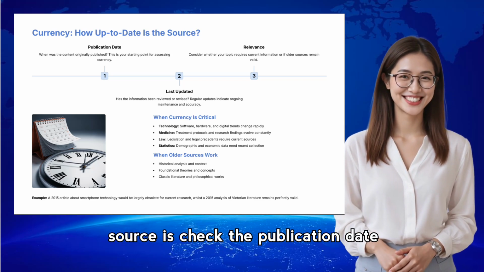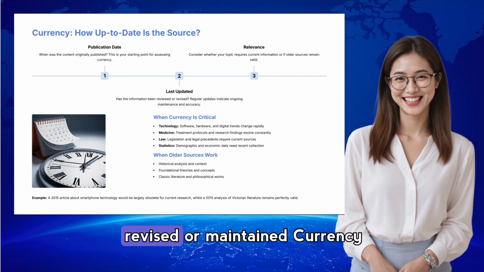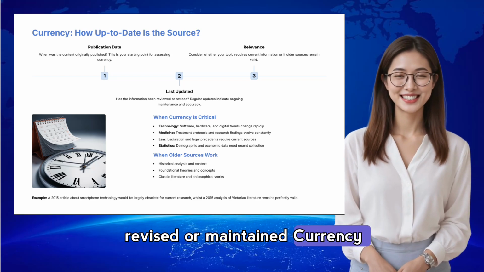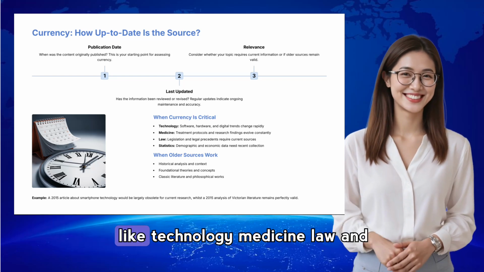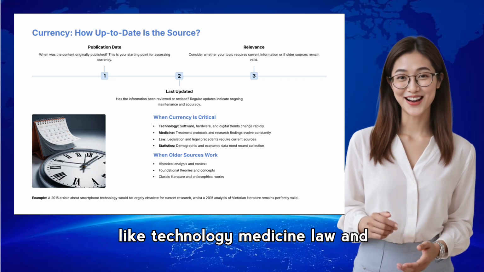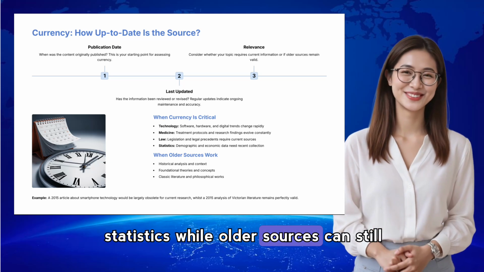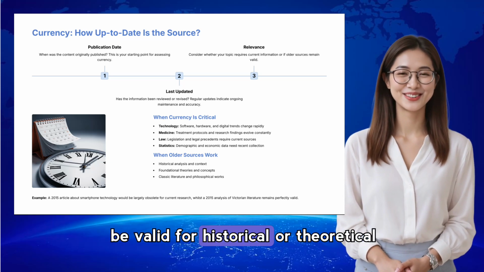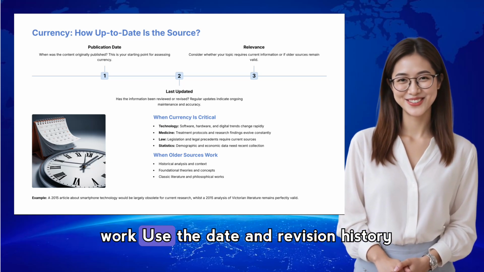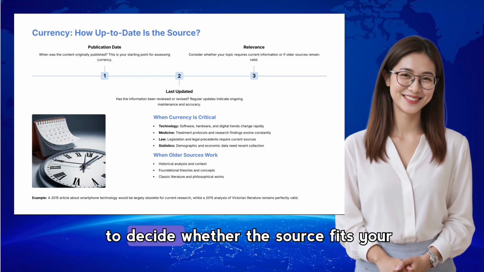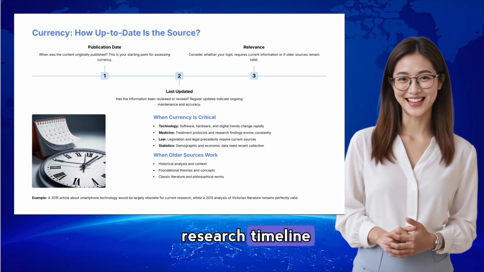Currency concerns how up-to-date a source is. Check the publication date and whether the content has been revised or maintained. Currency matters most in fast-changing fields like technology, medicine, law, and statistics, while older sources can still be valid for historical or theoretical work. Use the date and revision history to decide whether the source fits your research timeline.